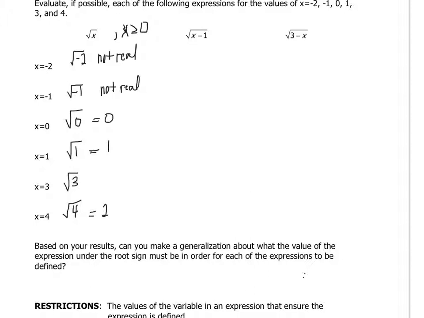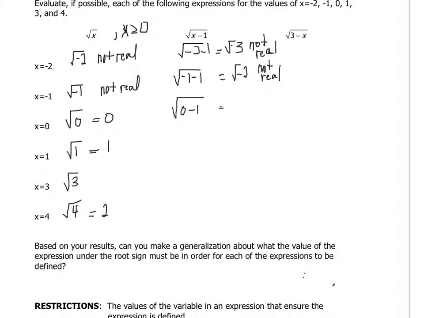In the second expression, if we plug in -2, we get -2 minus 1, which is the square root of -3, which is not real. And if we plug in -1, we get -1 minus 1, and that gives you the square root of -2, which is again not real. And if you plug in 0, you get 0 take away 1, which is the square root of -1, which is still not a real number. You can't find the square root of a negative number in real numbers.